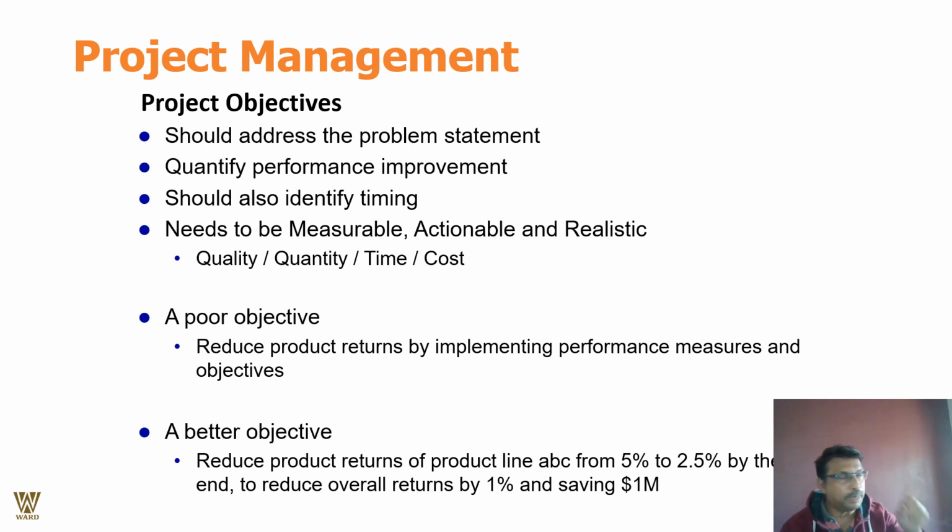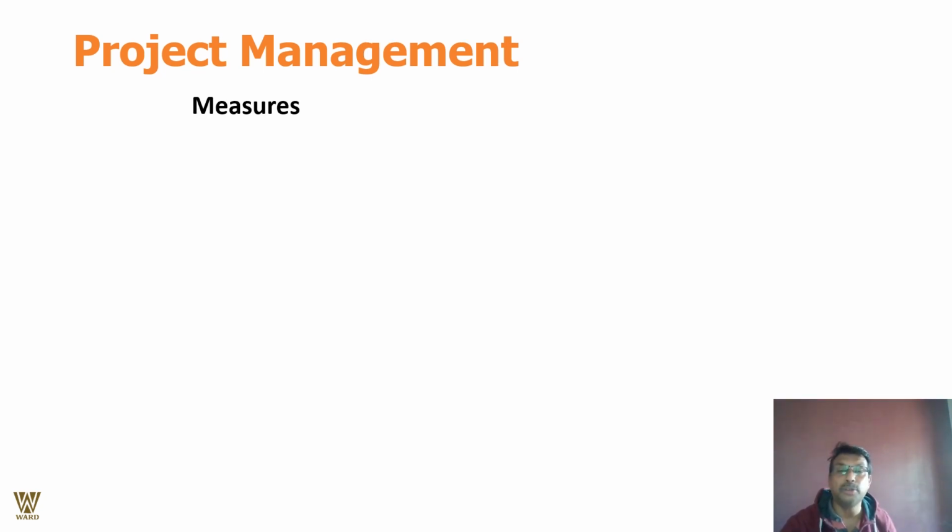We're talking about quality, we're talking about quantity, we're talking about time, we're talking about cost. That is what we will talk about. A poor objective is: reduce the product returns by implementing the performance measures. A better objective is: reduce the product returns on the product line from 5% to 2.5% by the end of the day, and reduce the overall returns by 1%, which translates roughly into $1 million of savings.